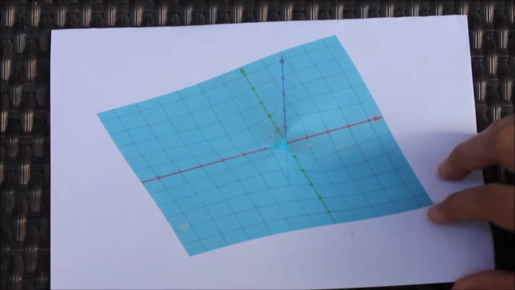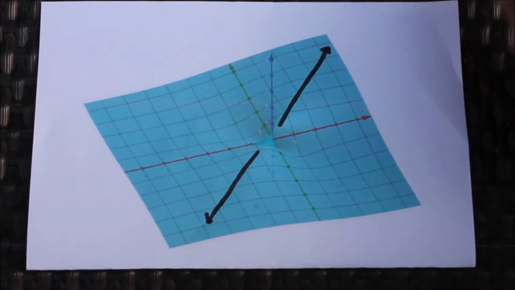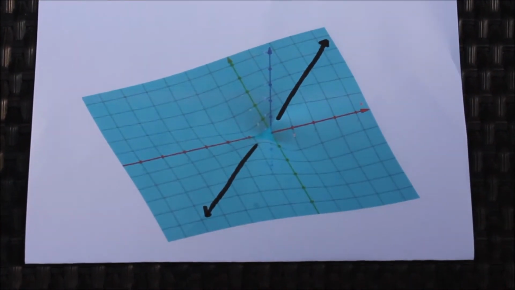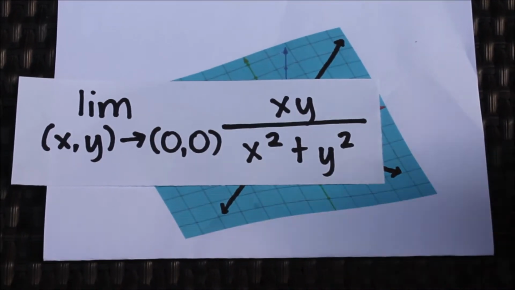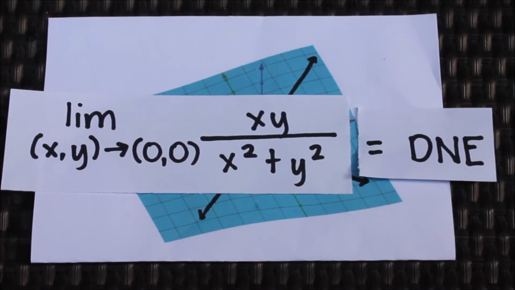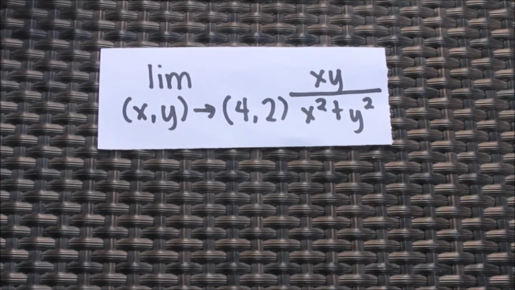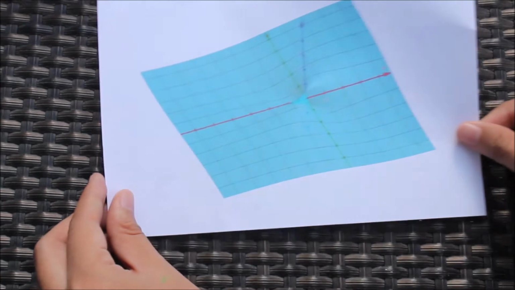So what we've done here is approach 0 along the line y equals x and the line y equals negative x. And since the limits along these two lines are not equal, we can conclude that the limit does not exist. For our last example, we get the limit of the same function as (x, y) approaches (4, 2).